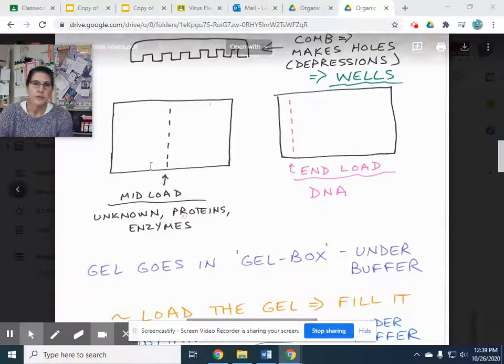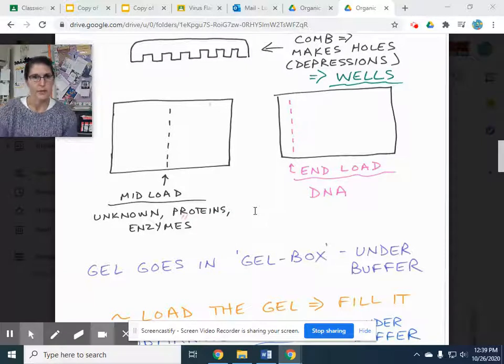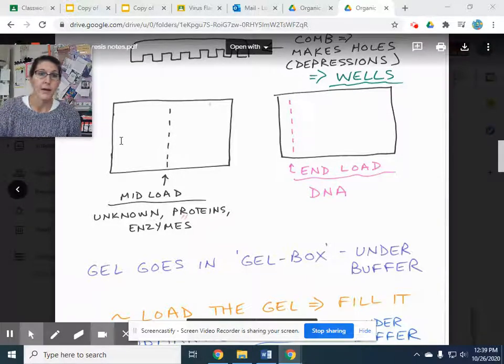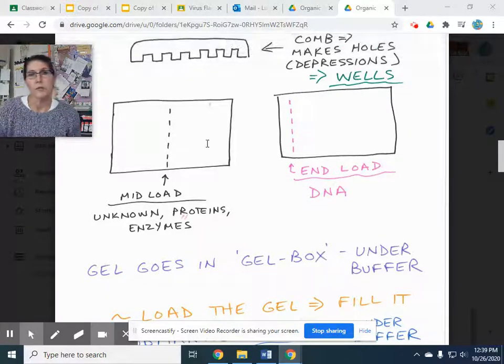So why do we need two different types of wells? Well, your mid-load wells are for kind of like your unknown substances, proteins, enzymes. And the reason is because proteins, enzymes, or unknown substances have different charges to them. I don't know if they've got a positive charge. I don't know if they have a negative charge. So some might leave the well and go this direction. Some might leave the well and go this direction. If we're not sure, I want to do those mid-load wells.